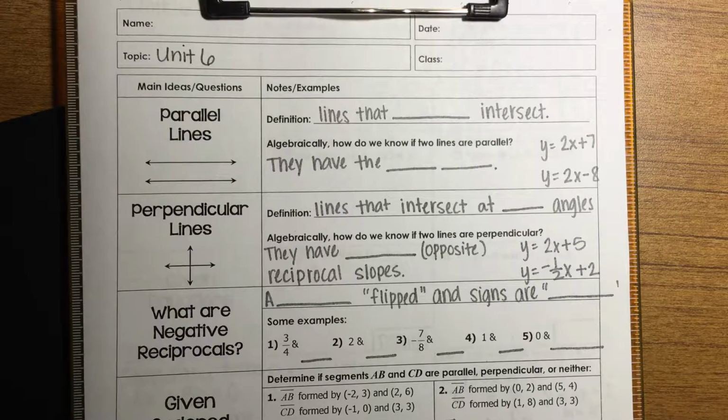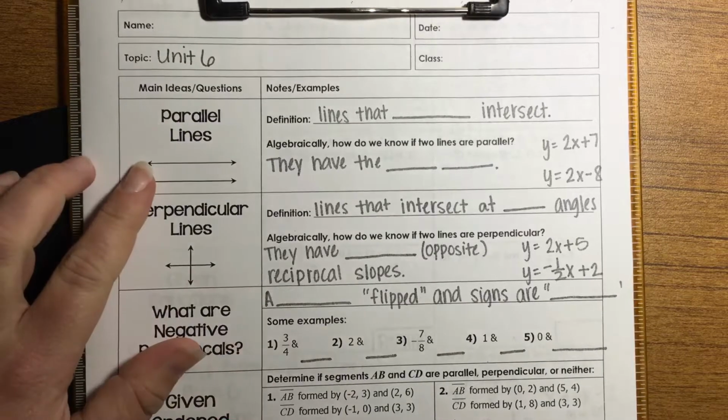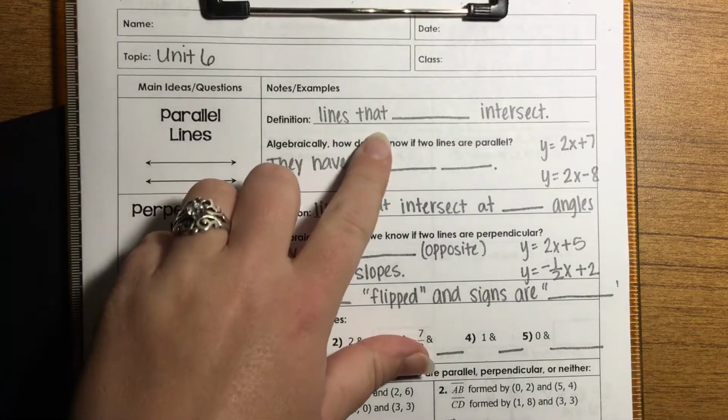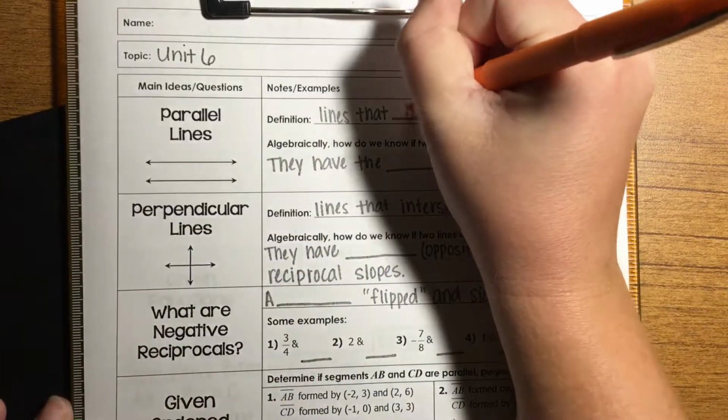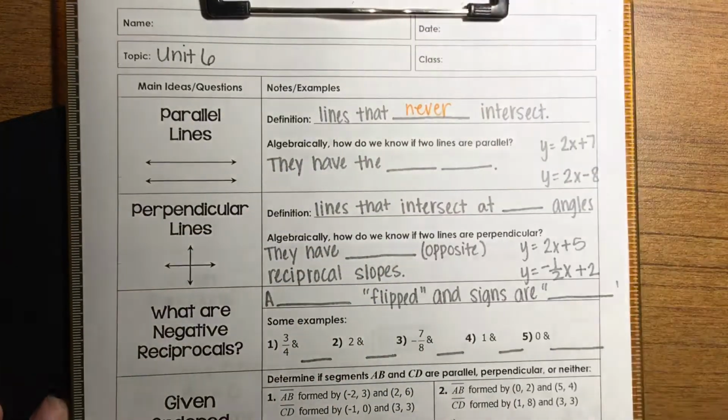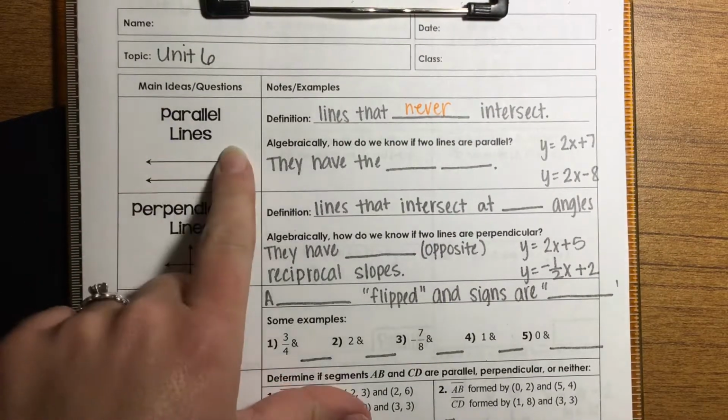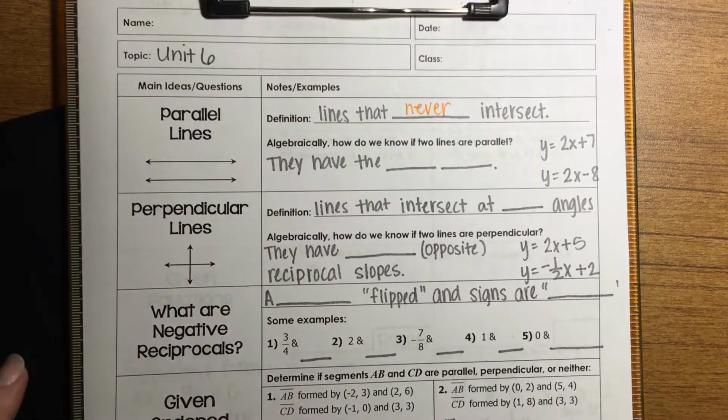Here are going to be our first notes for Unit 6. This is going to be over parallel and perpendicular lines. The definition of a parallel line is lines that never intersect. If you look at these two right here, they will go on forever and ever and not intersect.